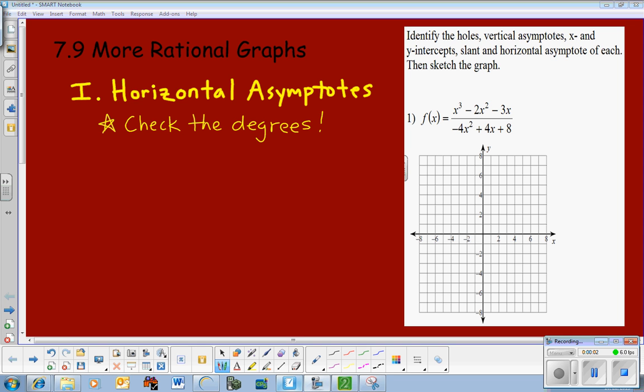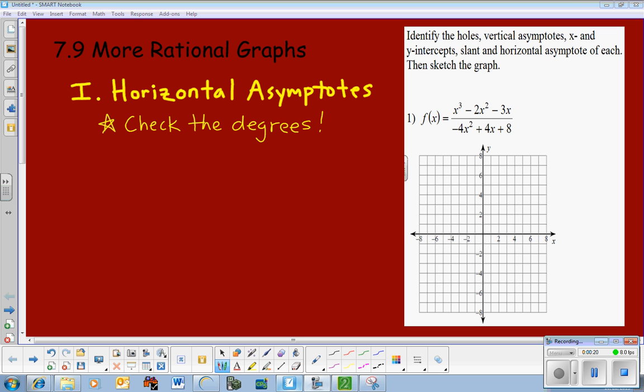Okay, my friends, today we are going to discuss some more rational graphs. And I know we've done a lot of these this unit, and I'm going to add a couple new things, and we're just going to strengthen our skills in drafting these rational functions. We've talked some about horizontal asymptotes, but today I'm going to give you the official rules.